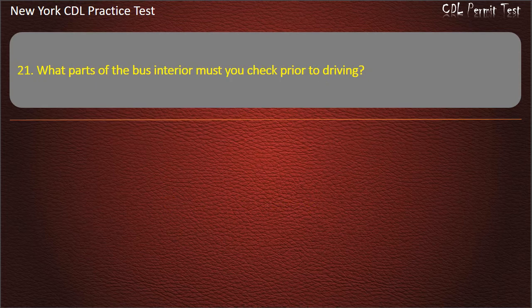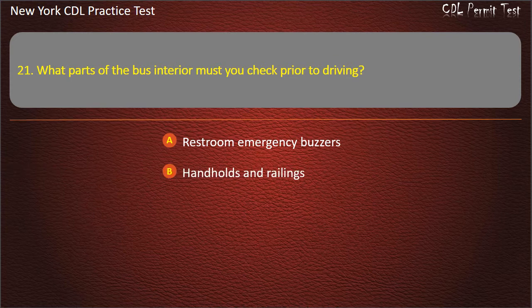Question 21. What parts of the bus interior must you check prior to driving? Restroom emergency buzzers. Handholds and railings. Floor coverings. All of the above. Answer. All of the above.